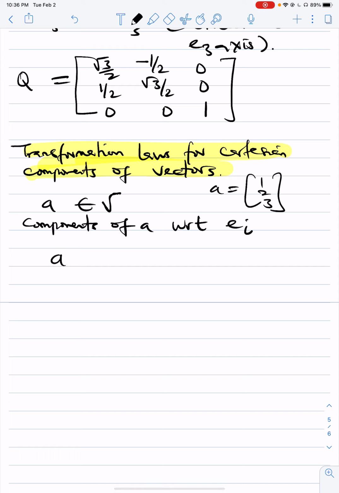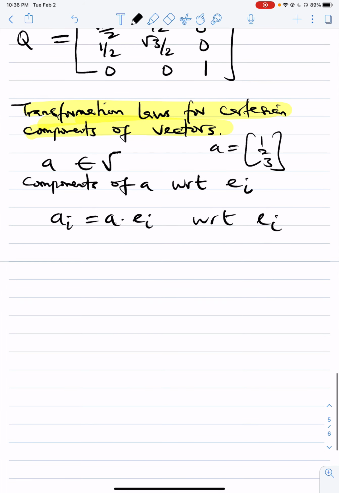So if you have A, we can write Ai equals A dot Ei, and this is with respect to the Ei. Similarly, you can have A prime i equals A dot Ei prime, which is with respect to the Ei prime. So you can have a single vector, but you can describe that vector with respect to different coordinate systems. Here, with respect to Ei and Ei prime, we have two transformations of the vector itself.